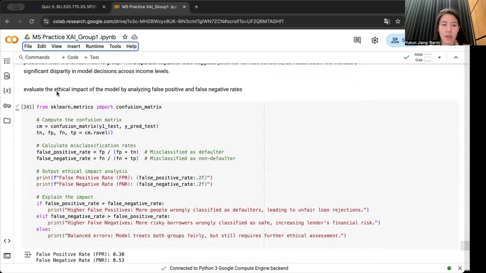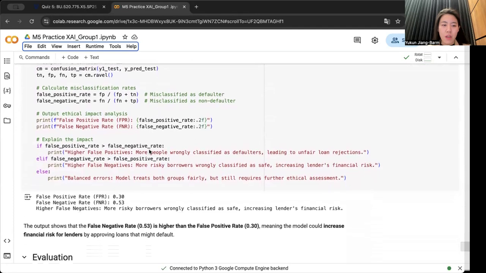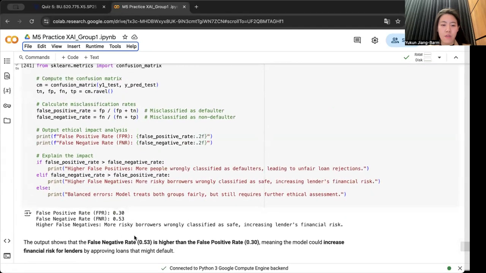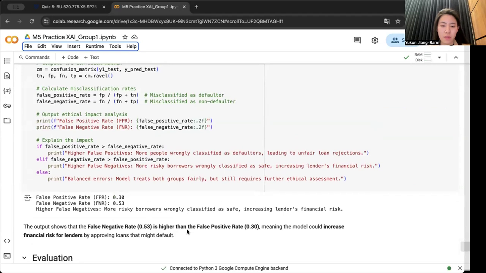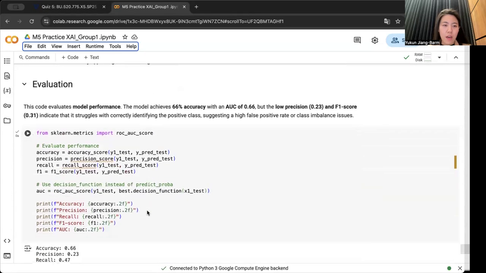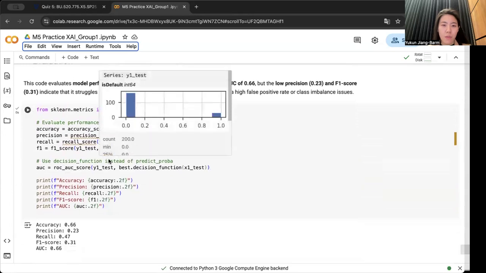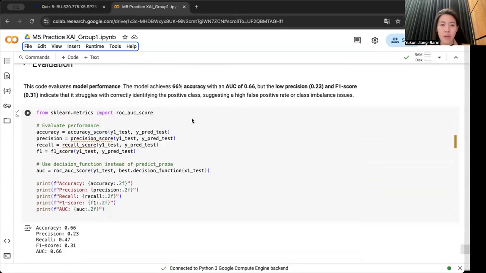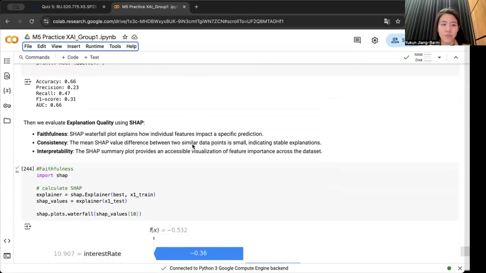Then we evaluate the ethical impact of the model. We found that the false negative rate is higher than the false positive rate, meaning that the model could increase financial risk for lenders by approving loans that might default. Finally, we evaluated the model performance, and we found that this model has 66% accuracy and AUC, but the low precision and F1 score indicate that it struggles with correctly identifying the positive class.